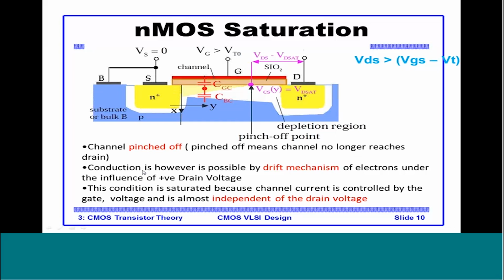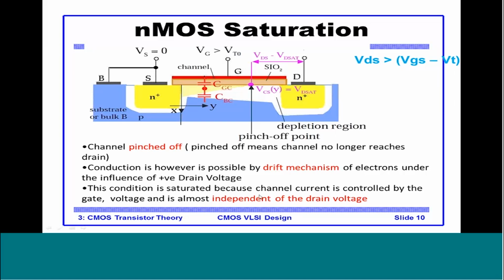Conduction is a question that might arise here: there is no channel here, so how does the conduction take place? The conduction is possible by the drift mechanism of electrons. So the higher voltage at the drain pulls electrons quite fast. The electrons will travel very fast from this pinched off region to the drain, but there will not be any accumulation of electrons in this area.